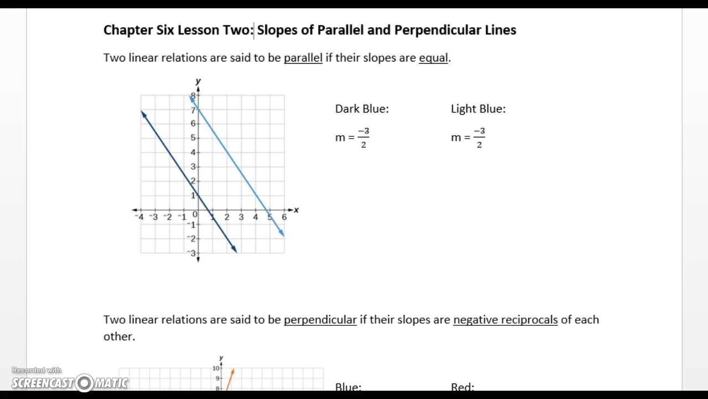In this video, we're going to look at Lesson 2 from Chapter 6, which is talking about slopes of parallel and perpendicular lines.